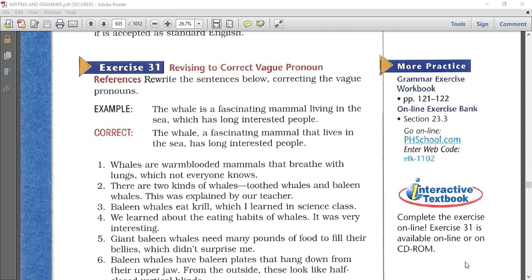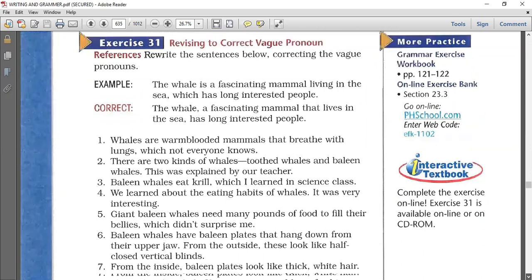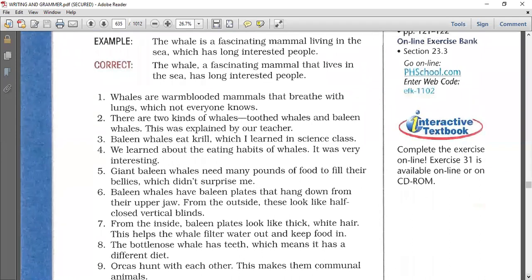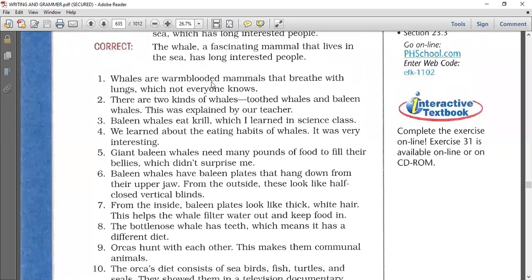Rewrite the sentences below, correcting the vague pronouns. Who can do number one, guys? Whales are warm-blooded mammals that breathe with lungs, which not everyone knows. Hassan wants to answer. Where is the vague pronoun and how can you correct it? Of course, there is more than one way to correct it. I have Yusuf Awad's hand raised.